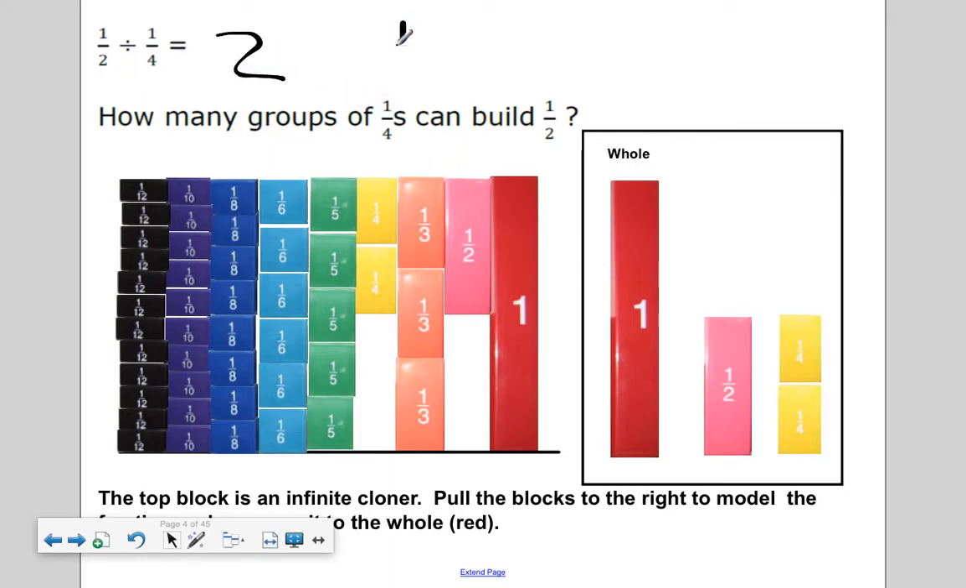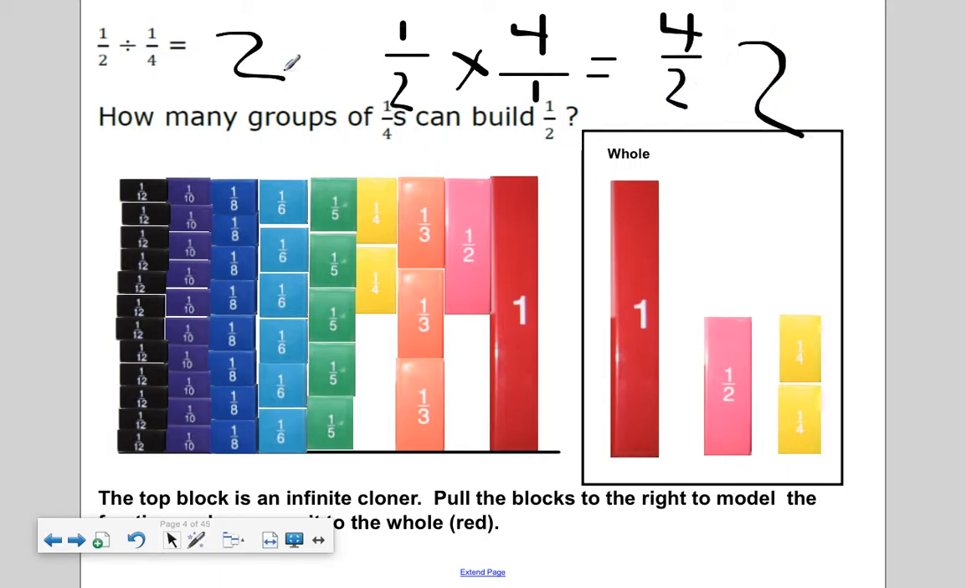So we keep the 1/2. We multiply by its reciprocal. What's the reciprocal of 1/4? 4/1. So we multiply this. Multiply the numerators, you get 4. Multiply the denominators, you get 2. And 4/2 is equal to 2.